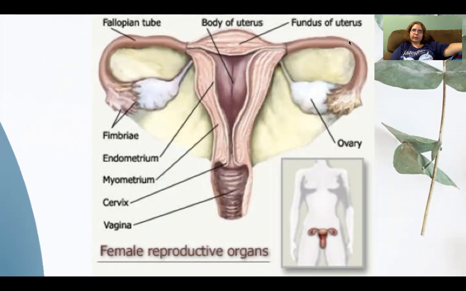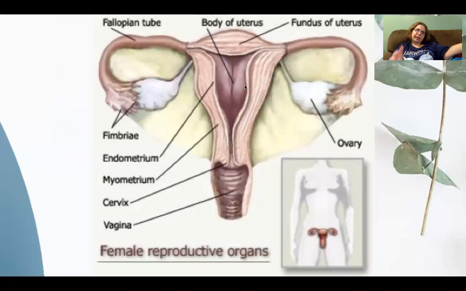Now, this is actually where fertilization occurs. Fertilization will occur in the fallopian tube, not the uterus. So once fertilization has occurred, then the egg moves down, comes into the uterus where it will implant into the endometrium. If it was fertilized, then it will start developing into the embryo, then fetus, and will end up with a baby.